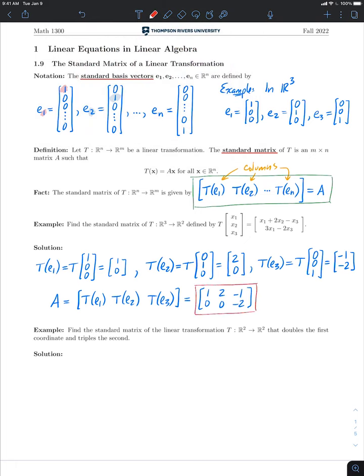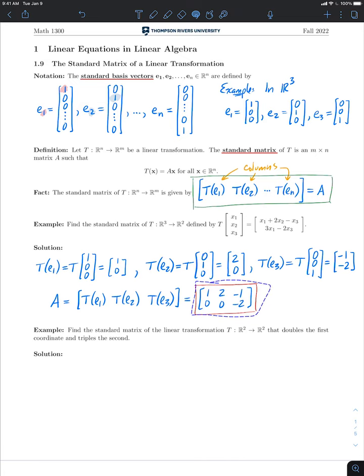And the dimensions are what we expect, right? If you go back up to this definition, if your transformation goes from Rn to Rm, the dimensions of the standard matrix should be m by n. So in other words, the dimension of your codomain by the dimension of your domain. So we went from R3 to R2, so we're expecting to have a 2 by 3 matrix. And that's exactly what we had, right? 2 rows and 3 columns.